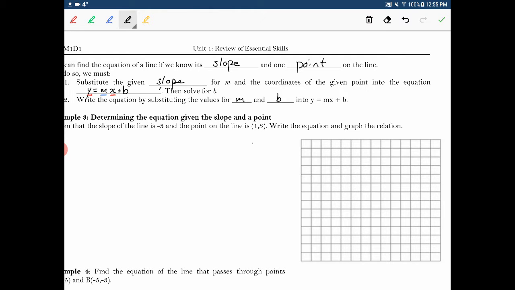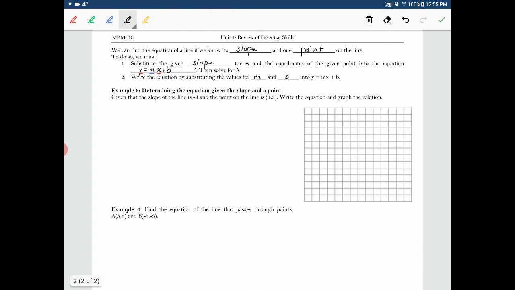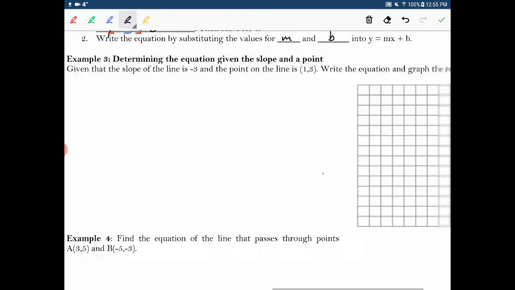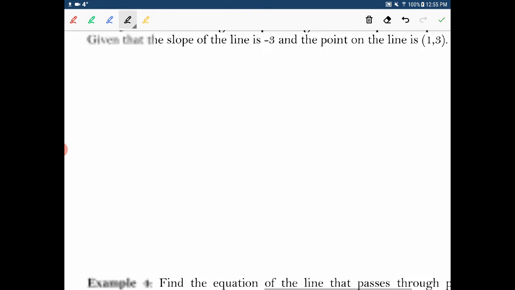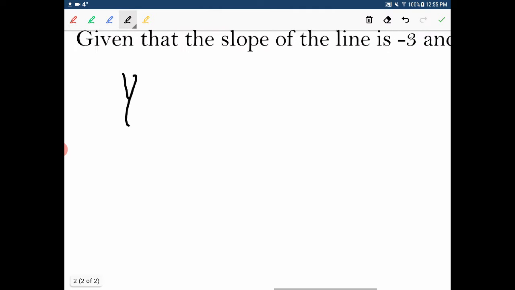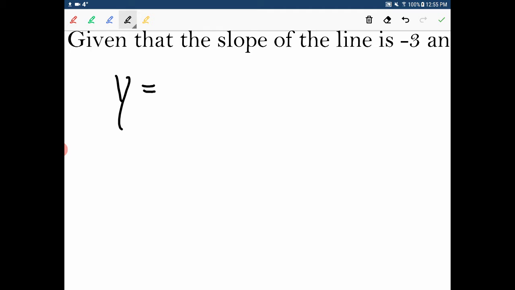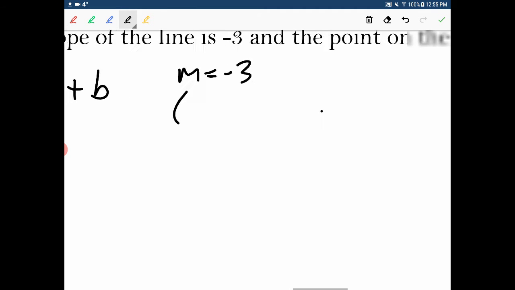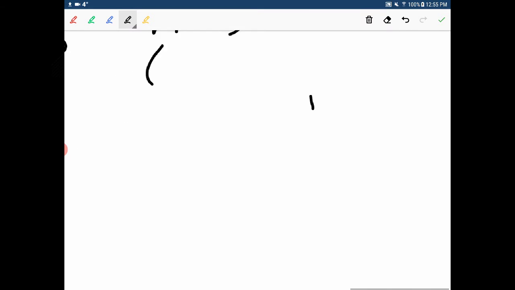All right, so let's give it a whirl. Given that the slope of a line is -3 and a point on the line is (1, 3), we're going to write the equation. The first thing we do is always start by writing out the equation of our line: y equals mx plus b. The information we're given is that the slope is equal to -3, and that we have the point (1, 3).